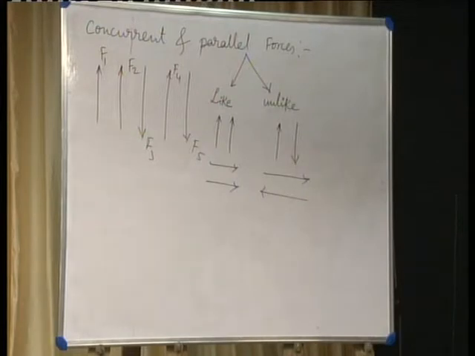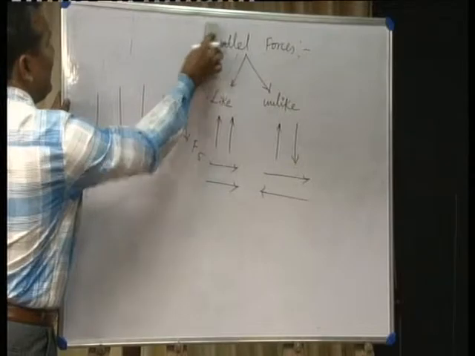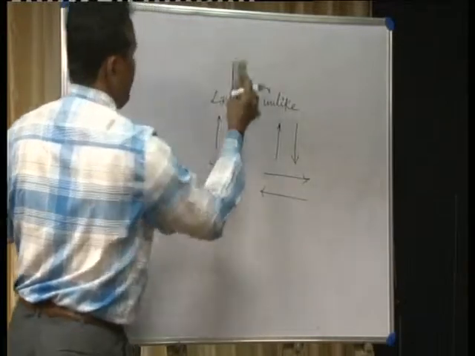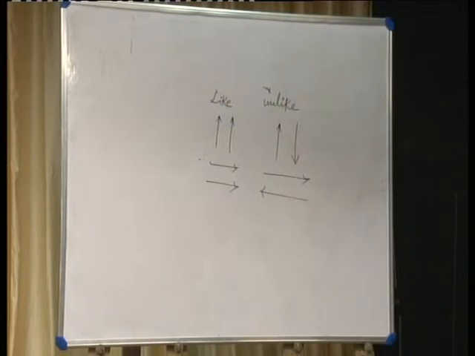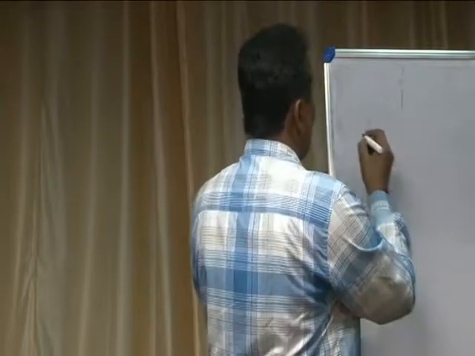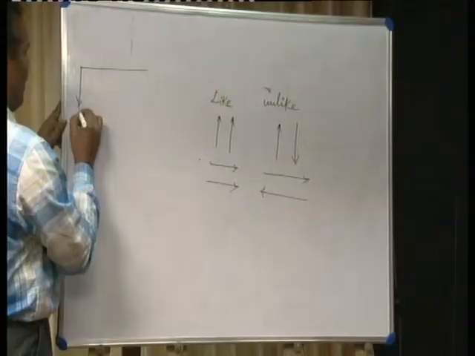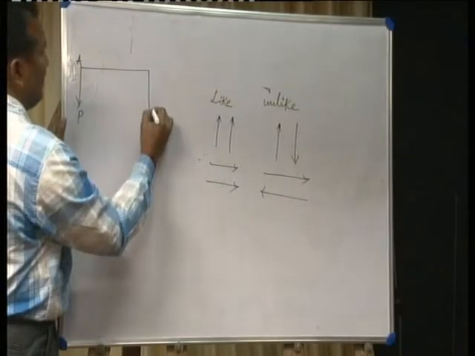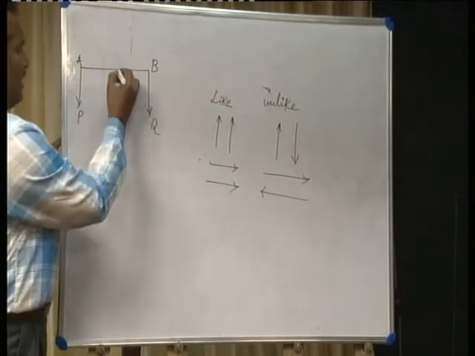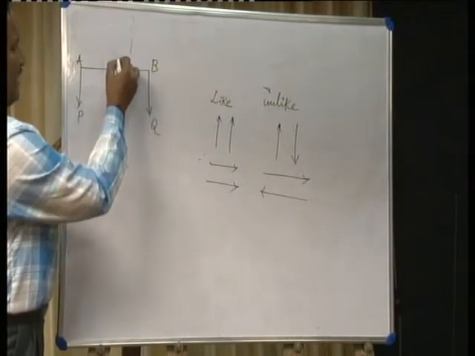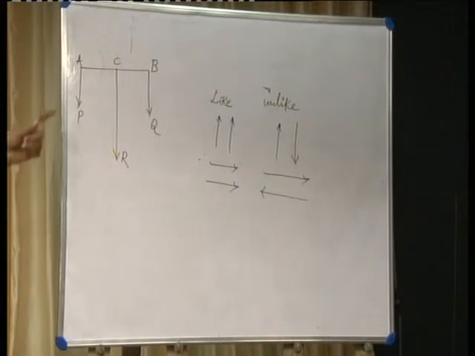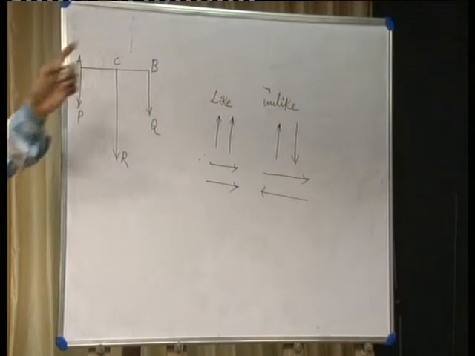Now, how do we find the resultant in case of like parallel forces? It is not much concentrated in your syllabus, but I will give a little bit of idea of how to write the resultant in case of like and unlike parallel forces. We have two forces, say this is the force P acting on a body at A, and this is the force Q acting on the same body at the point B. What is the resultant? The resultant may be here like this, acting at C. So, we have two parallel forces P and Q acting at A and B. The resultant is R, which acts at C as shown.